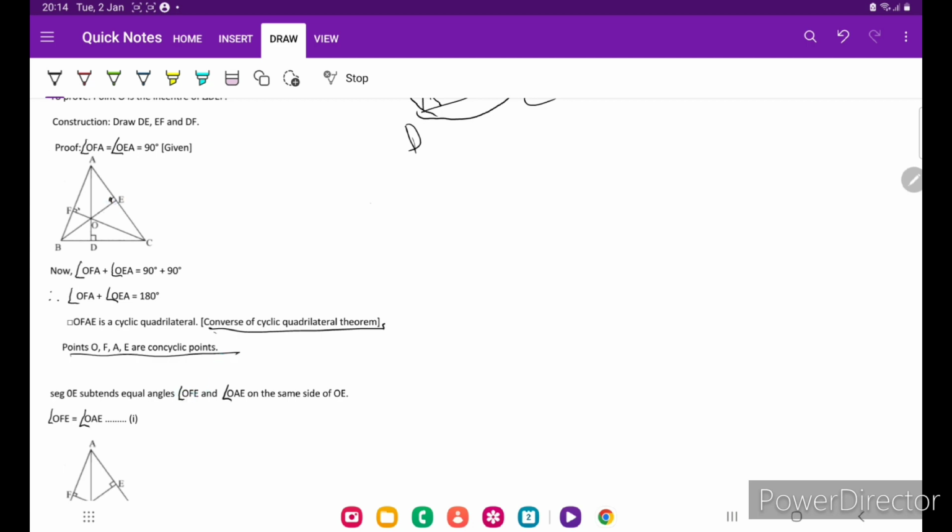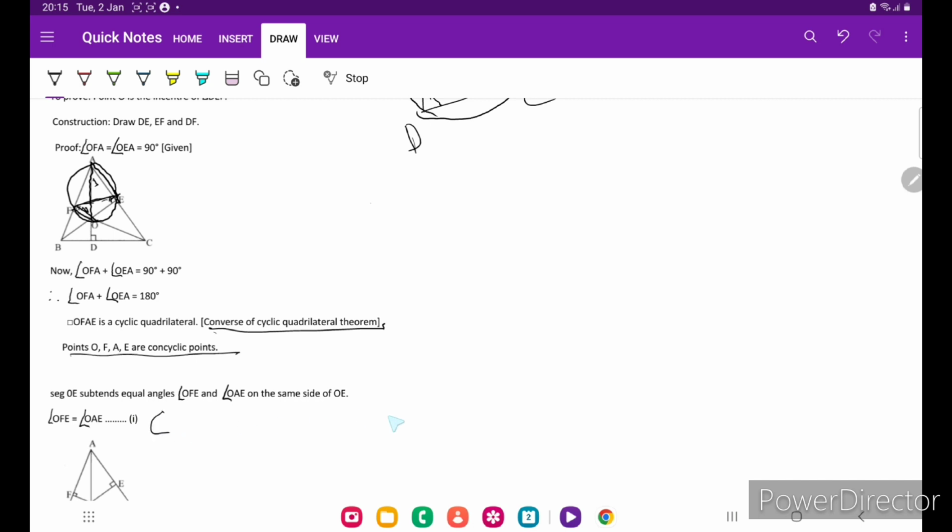Now, if I join FE and draw a circle through these points, the two angles, angle OFE and angle OAE, are inscribed in the same arc. That means they are congruent. Angles inscribed in the same arc are congruent. Segment OE subtends equal angles, angle OFE and angle OAE, on the same side of OE. Therefore, OFE is congruent to OAE.